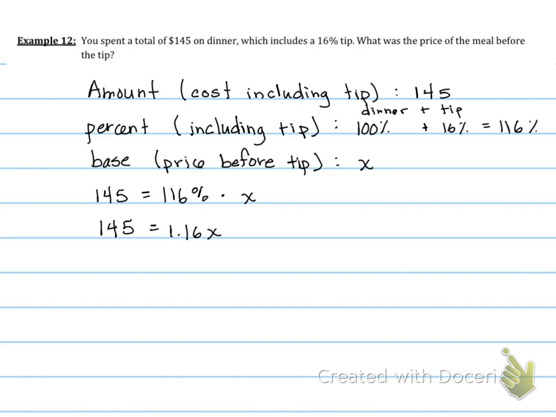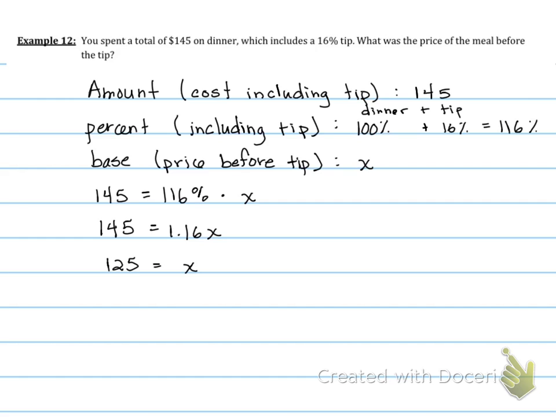I don't feel like doing long division. Oh, there you go. We're just going to save a little bit of time. We only have 7 minutes. 145 divided by 1.16 is 125. So x equals 125. With these problems, always check that you've gone the right direction.